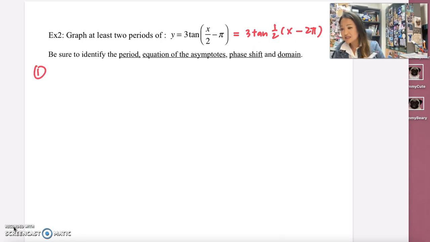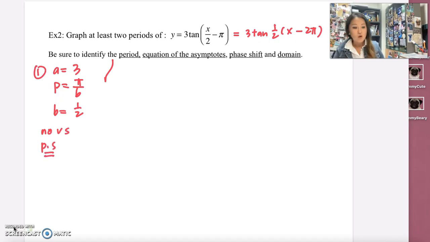So first step is going to be the amplitude is 3. It's positive, so you know it's going to go this direction. Okay, but if it's negative, you just flip it. Period is pi over b because it's a tangent function. Our b is a half, no vertical shift, but there is a phase shift. What is the phase shift? This is the phase shift. 2 pi positive. So write 2 pi. Okay, so you have to keep that in mind. All right, so I'm going to keep that in mind, but I'm not done with my period.